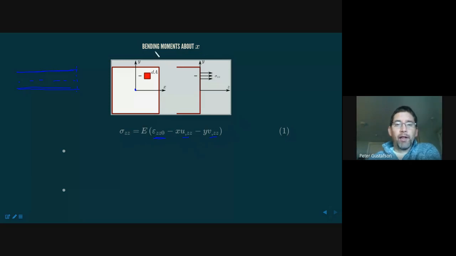And of course, if we're calculating bending moments, we need to then write an expression for bending moments. So I'm going to give just a few seconds here for you to think about what an expression for bending moment about this axis would be. So we're looking for an equation for moment. And I'll give you a hint, it's going to have an integral in it, just like we had for the resultant force in the axial direction.